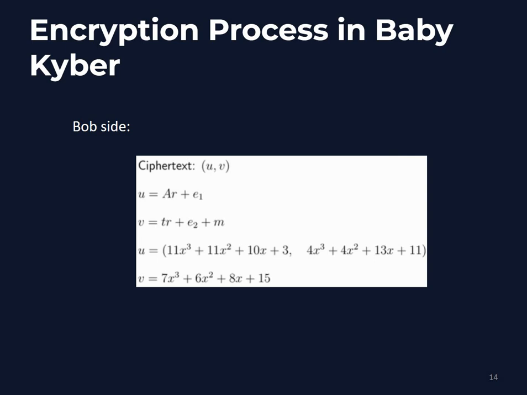In Baby Kyber, the parameters are deliberately small, so we can explicitly write out the resulting polynomials U and V, as shown here. These concrete values help us to see how the message is embedded and masked by noise. The important idea is that the noise hides the message from an attacker while still allowing the correct decryption by the legitimate receiver.